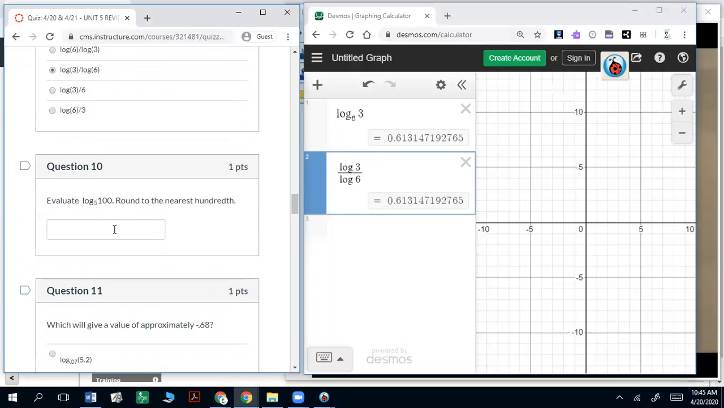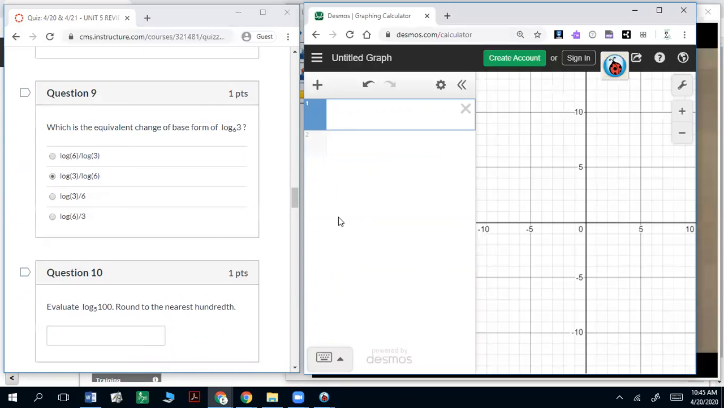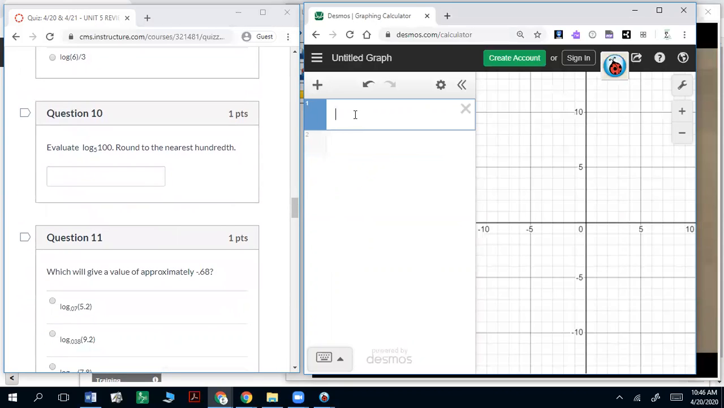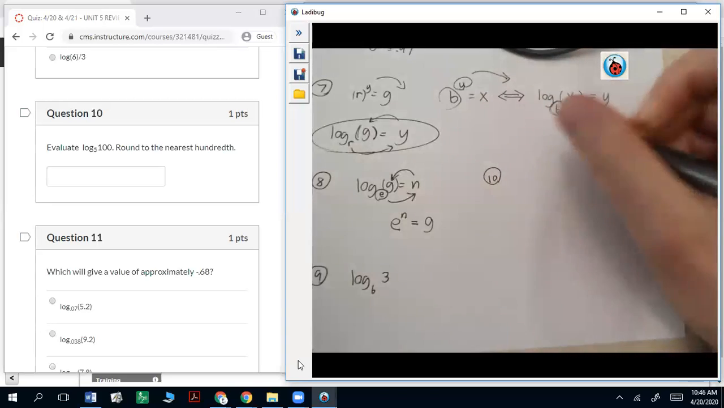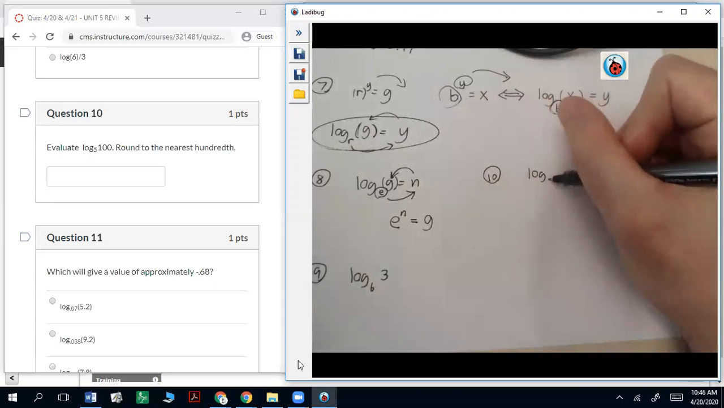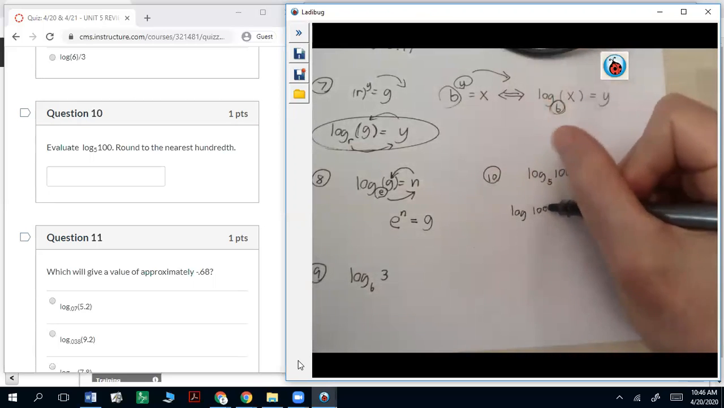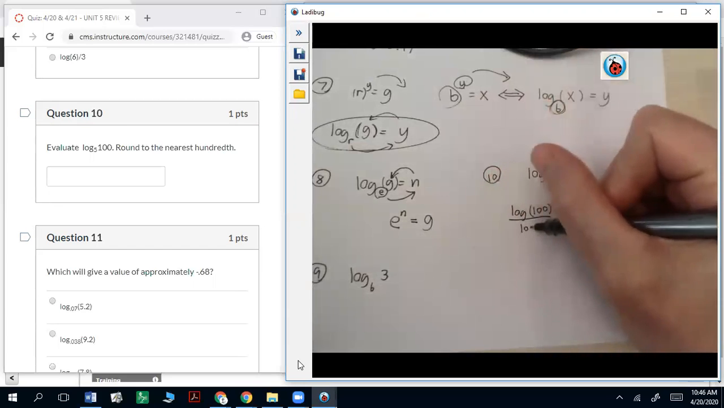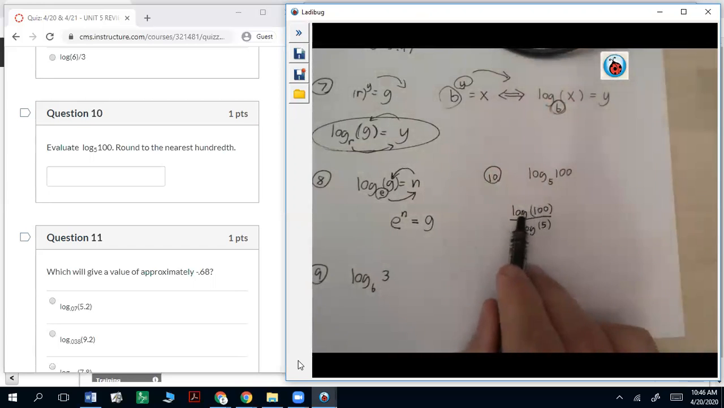Question number 10, evaluate log base 5 of 100. That can be done using a calculator. You can do it using the change of base formula if you'd like. I'll write it down anyway so you can see it on paper. If I want to evaluate log base 5 of 100, I can do log of 100 divided by log of 5. Remember the default base for a log if you don't type it in is 10. Most calculators have a log, but it's base 10, and that would be the log that you would type in.